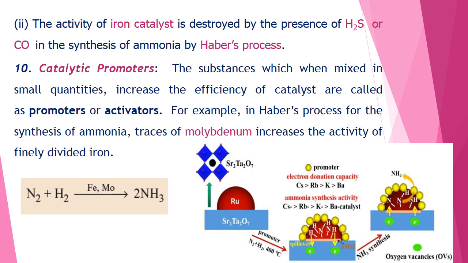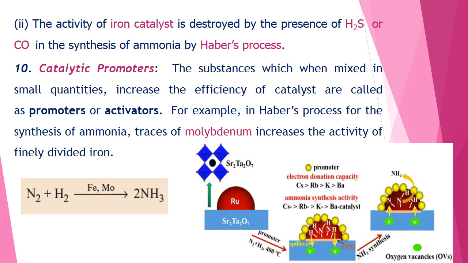Now, catalytic promoters. These are the substances which, when mixed in small quantity, increase the efficiency of the catalyst, and are called promoters or activators. They enhance the property of the catalyst. For example, in Haber's process synthesis, a trace amount of molybdenum increases the activity of the finely divided iron. So here is a diagram to explain that.